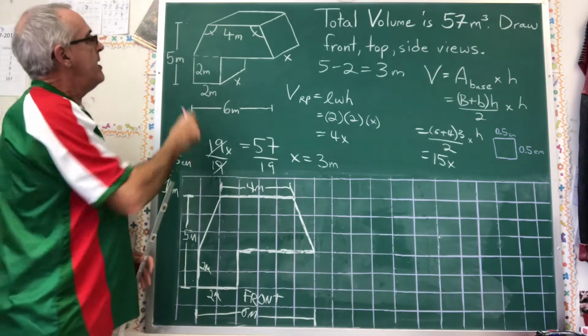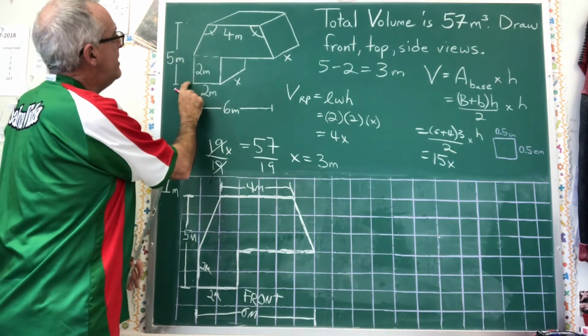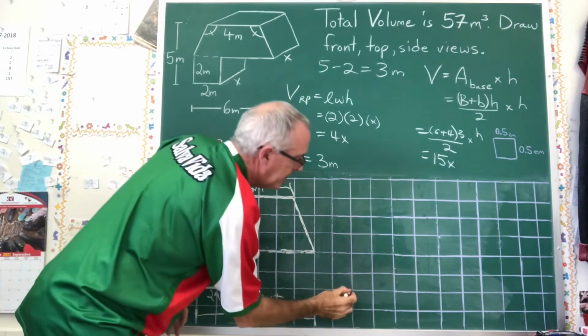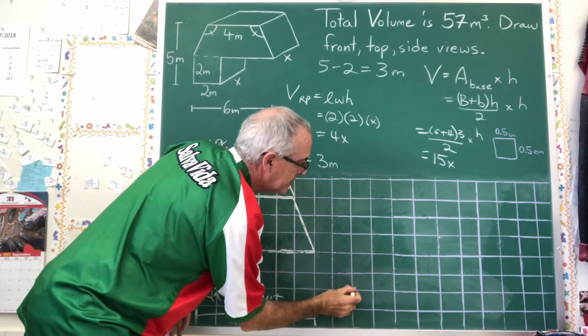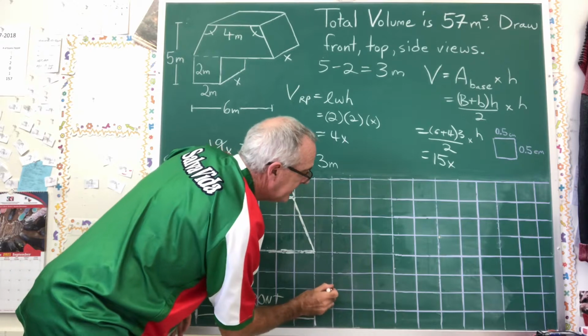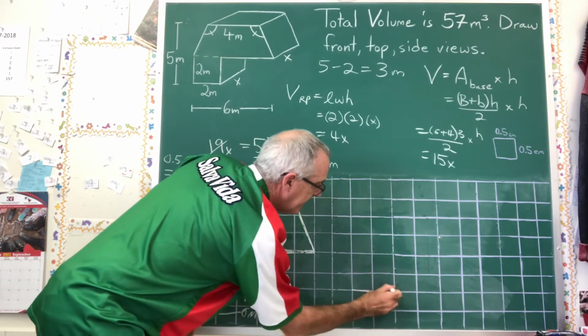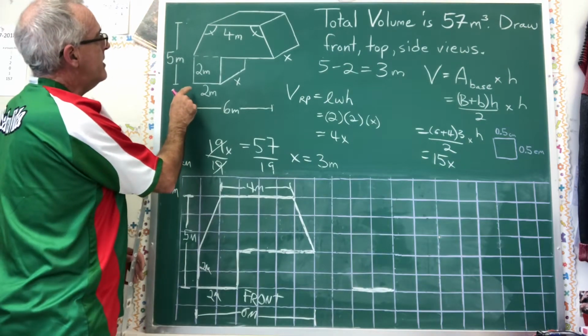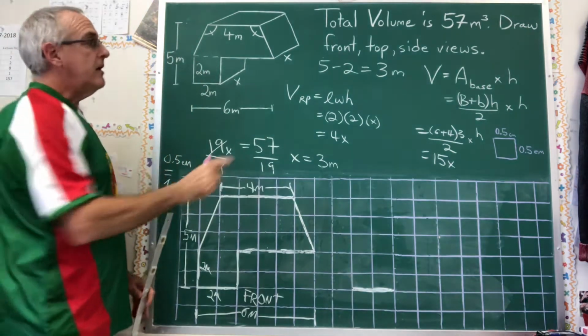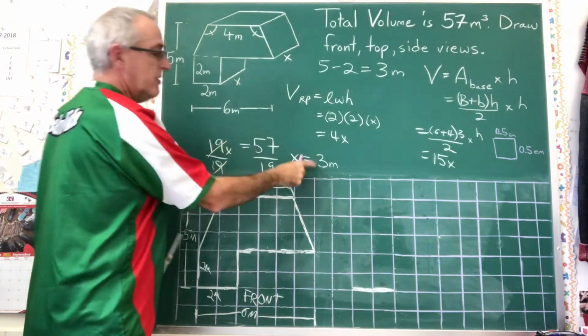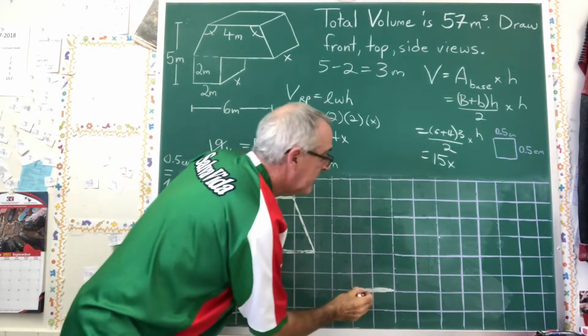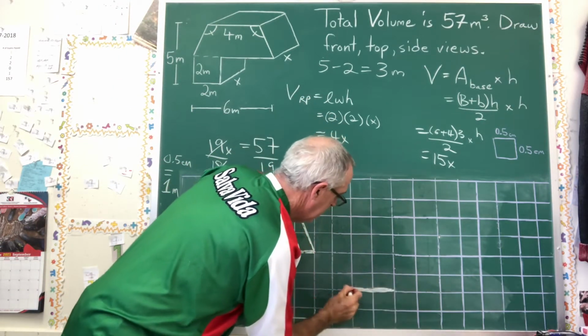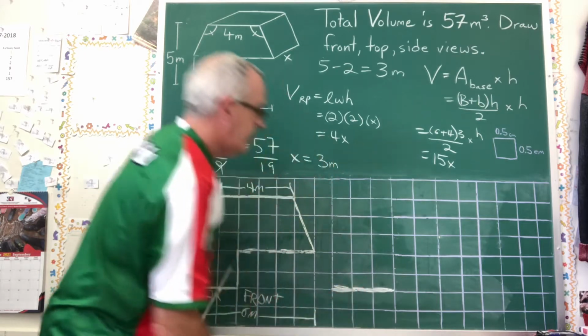angle. So the side view is going to be starting with 2 meters, which is 2 squares. I'll do it here. That's down at the bottom. Oh, no, I'm wrong. I calculated the x is 3. It's not 2, it's 3 that I need. I'll do it here. I want to make sure I leave room for all 3 drawings.